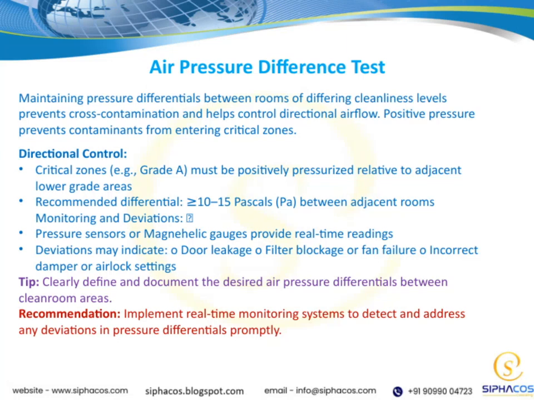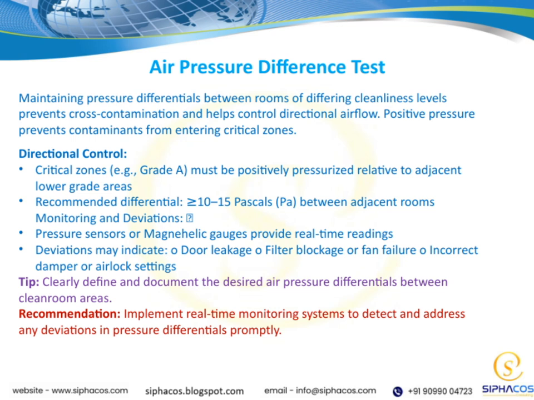Maintaining pressure differentials between rooms of different cleanliness levels is crucial to prevent cross-contamination and to control the direction of airflow. When we have positive pressure in a critical zone, it acts as a barrier, preventing contaminants from entering those sensitive areas. Specifically, for critical zones like Grade A areas, it's important that they are positively pressurized compared to adjacent lower-grade areas. The recommended differential is usually between 10 to 15 pascals, or Pa, which helps ensure proper airflow direction.